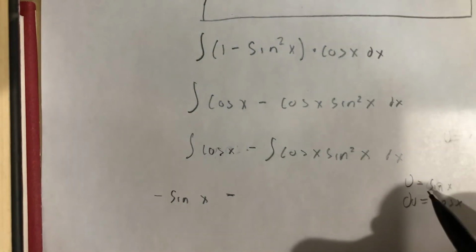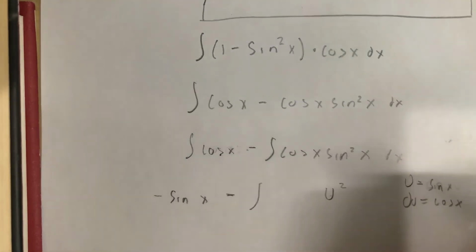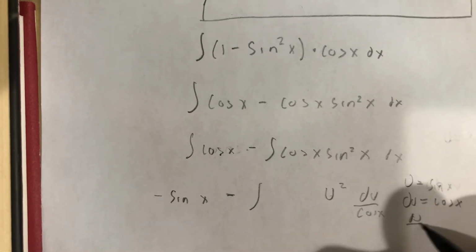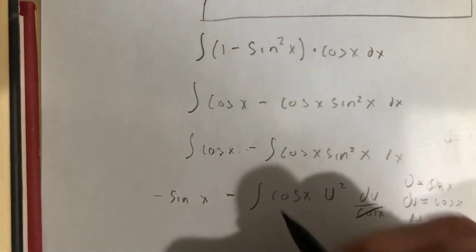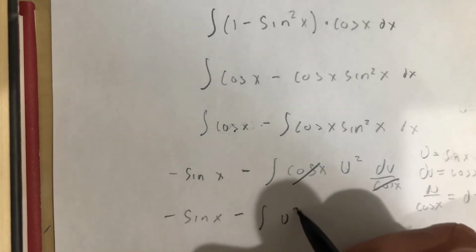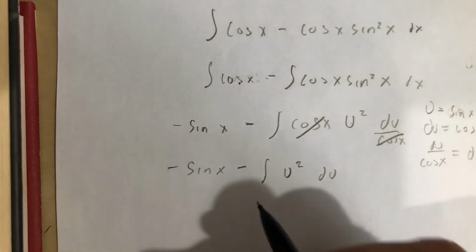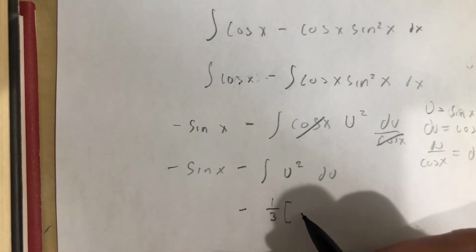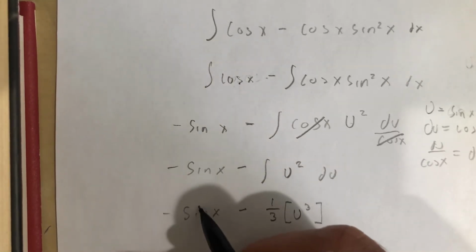And so if we have u is equal to sine, then we have u squared, and then du is going to be cosine x, because du over cosine x is equal to dx, which means that these two are going to cancel. So we have sine x minus u squared du. And then the integral of that is just going to be minus 1 over 3 u cubed, minus sine x.